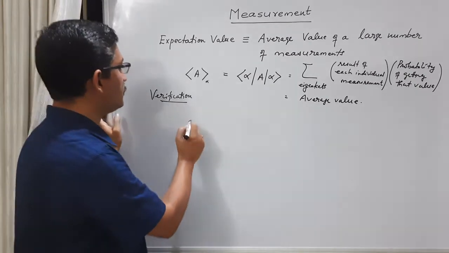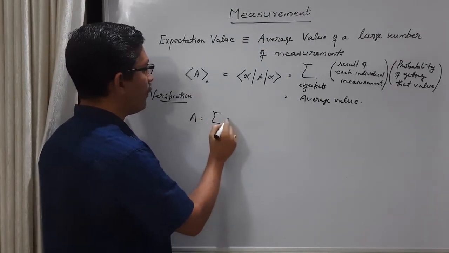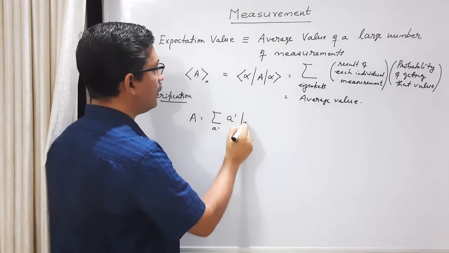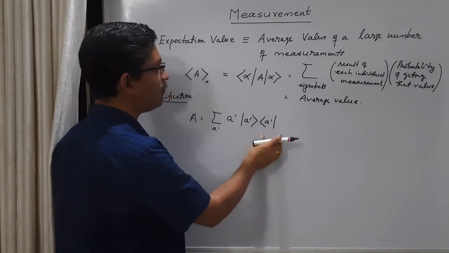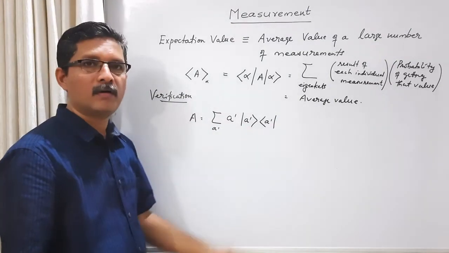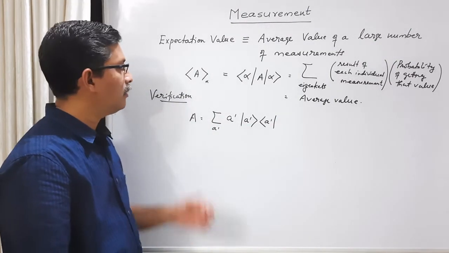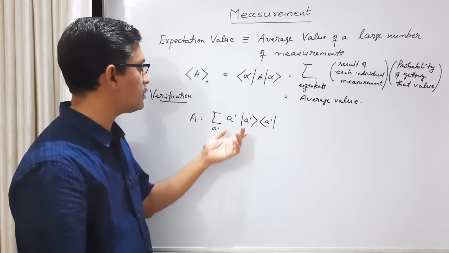How do we express the operator A in its own eigenkets? Summation over A prime, eigenvalue A prime, and this projection operator, ket A prime, bra vector A prime. This is the expression of operator A in its own eigenkets. In order to see how we get this, you refer to the previous class.